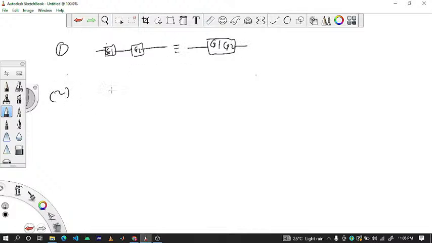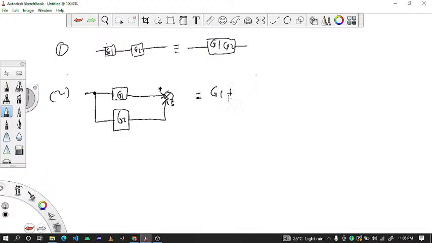The second one, if you have two blocks in parallel, how do you see parallel? Let's say I have G1, G2. They emanate from the same pickup point, and they terminate at the same summing junction. They move in the same direction. Be careful, sometimes people confuse parallel with feedback. If you want to see parallel, look for a pickup point and see if they are moving in the same direction to a summing junction. Here can be plus or minus, so the resultant is G1 plus or minus G2.